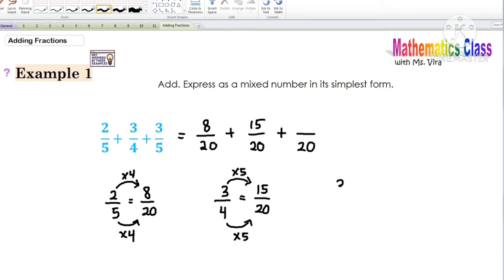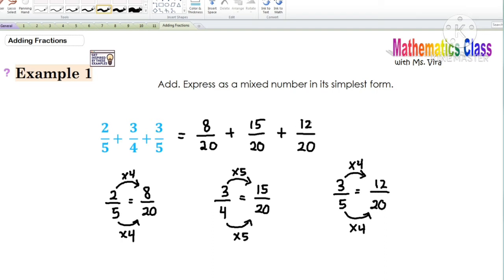3/5 exchange into a fraction with denominator 20. 5 times 4. Denominator times 4, numerator also times 4. 3 times 4, 12. So 3/5 exchange into 12 over 20.